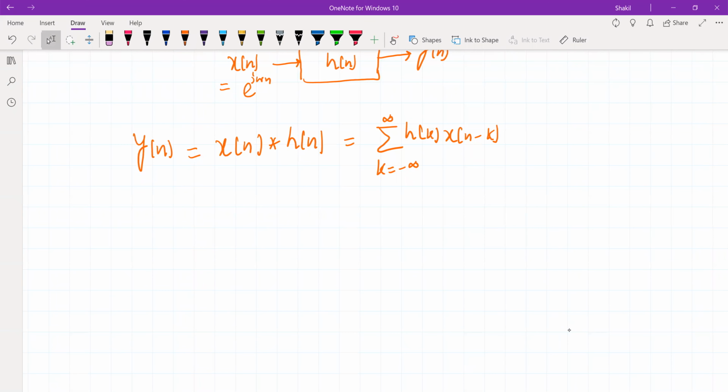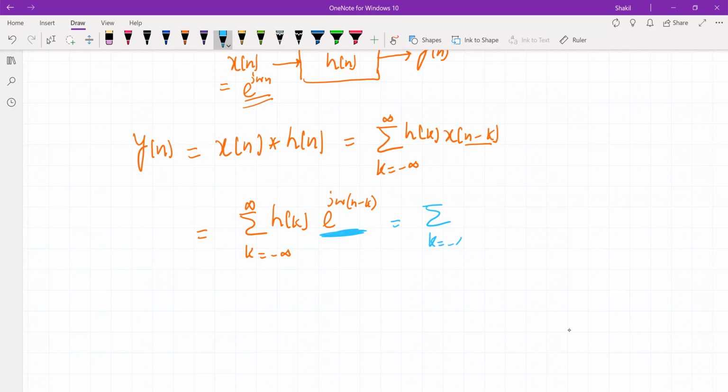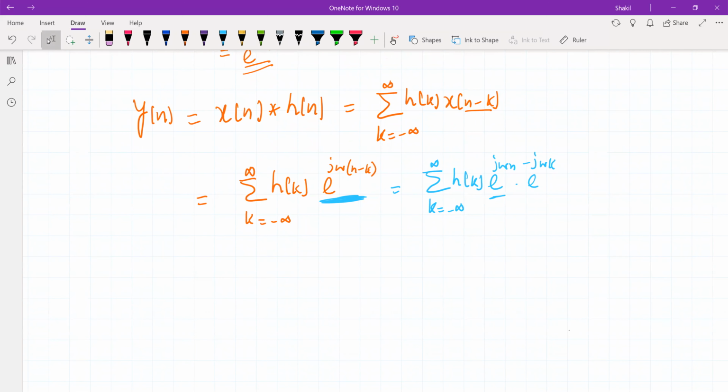Substituting the value of x of n, we have the sum from minus infinity to infinity, h of k remains as it is, and in x of n minus k we replace n by n minus k. Now let's separate this into two terms: the sum over k from minus infinity to infinity of h of k e raised to j omega n times e raised to minus j omega k. You can see this summation is independent of n, so I can take e raised to j omega n outside, leaving the sum of h of k e raised to minus j omega k.